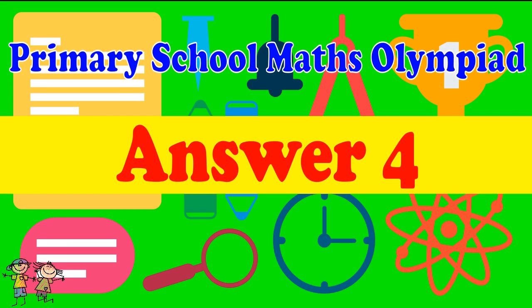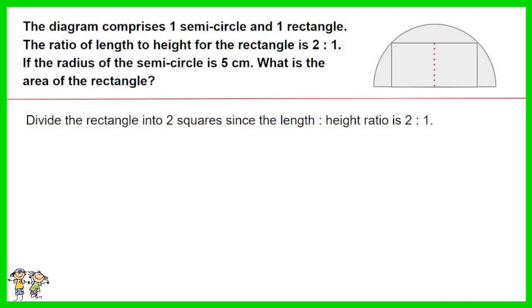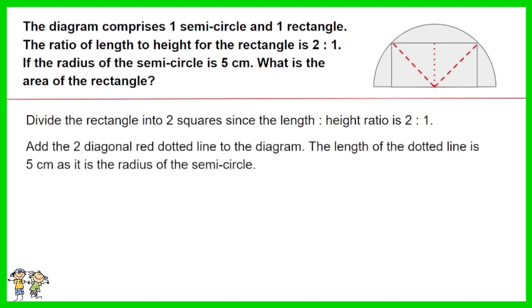Answer for question 4. Divide the rectangle into two squares, since the length to height ratio is 2 to 1. Add the two diagonal red dotted lines to the diagram. The length of the dotted line is 5 centimeters, as it is the radius of the semicircle. Therefore, the size of the rectangle equals 5 times 5. The answer is 25 centimeters squared.